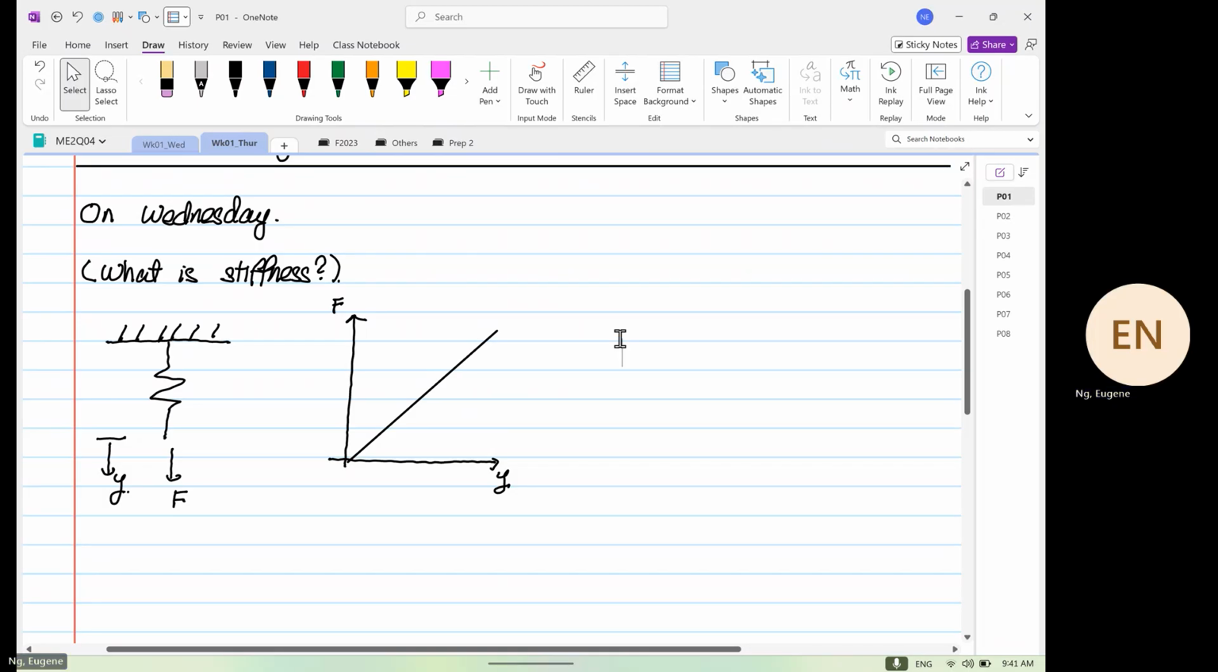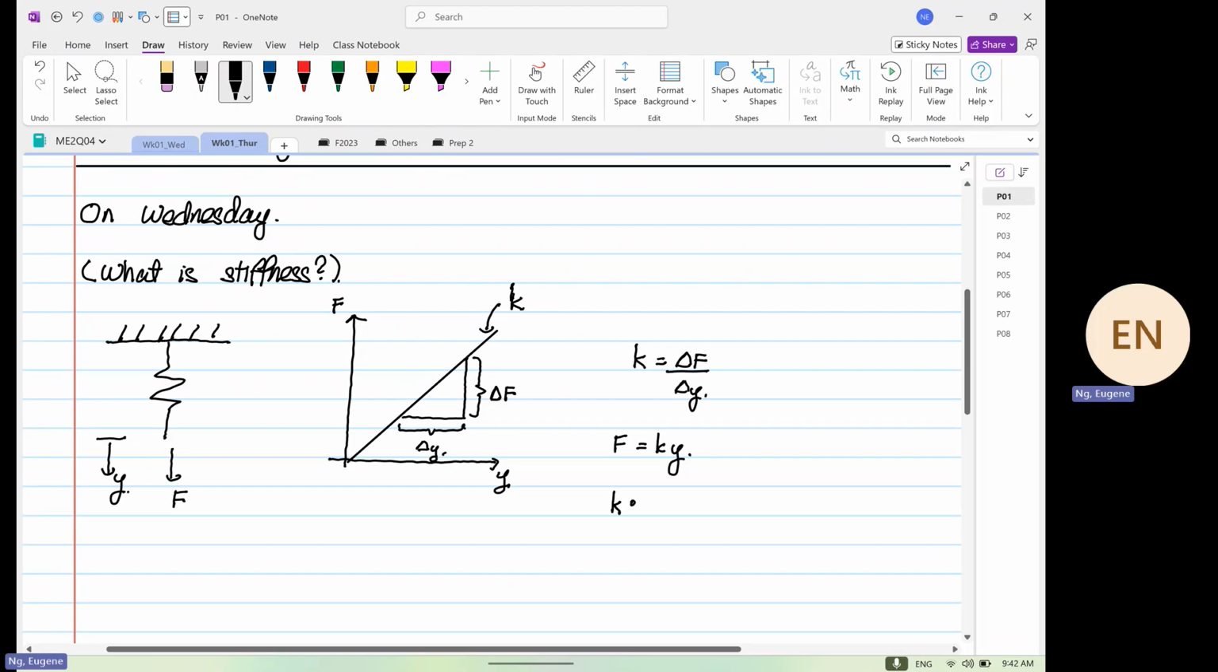I highlight that over here there's this gradient, and this gradient is basically delta F over delta y. So this gradient, which I label as k, small k, not big K, is equal to delta F over delta y, and we can write this out as F is equal to ky. And the definition I wrote yesterday, but I will define over here: k is known as the stiffness. And this is in Newton per meter.